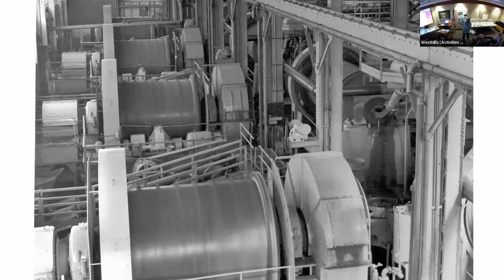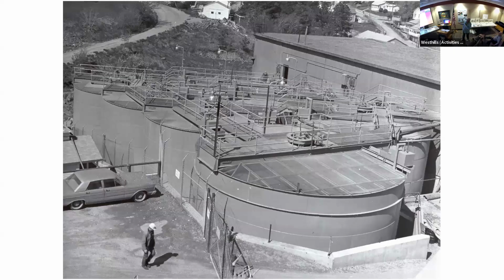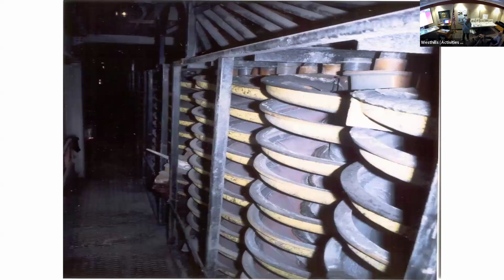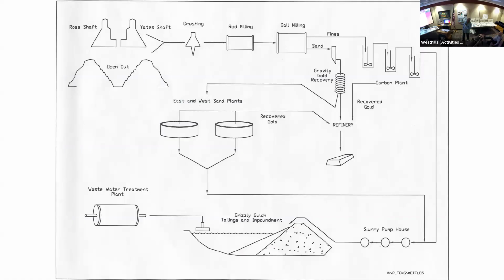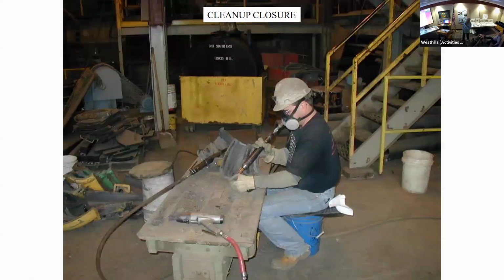They had to be crushed in these ball and rod mills, run through different extraction methods. This was called carbon in pulp. These were called spirals. Basically, they're automatic gold pans. And that's a line of gold on that shaker table. This is the process of extracting the gold from the rock.